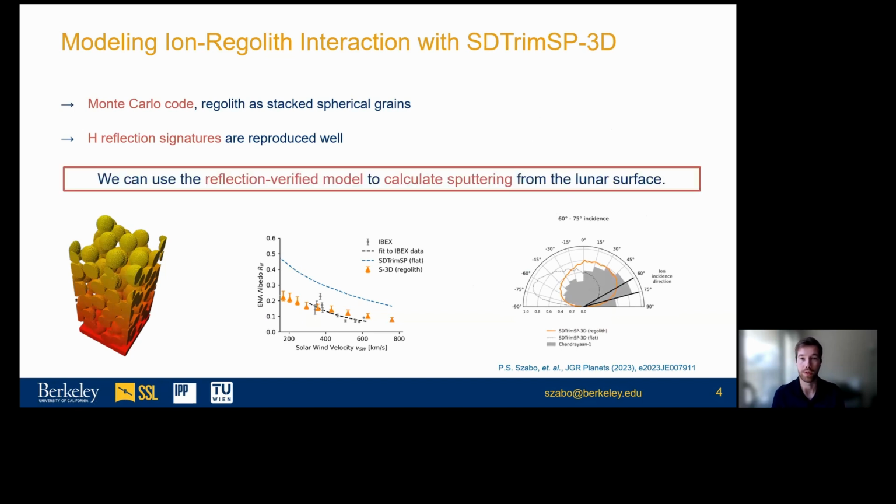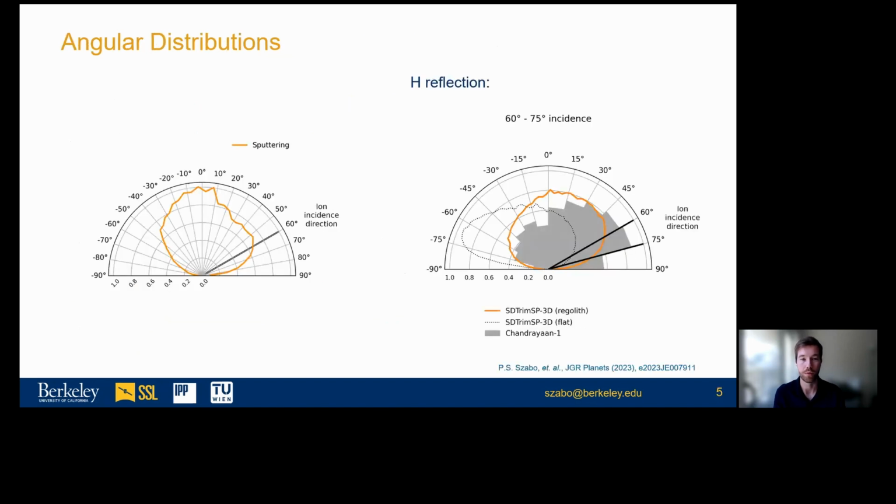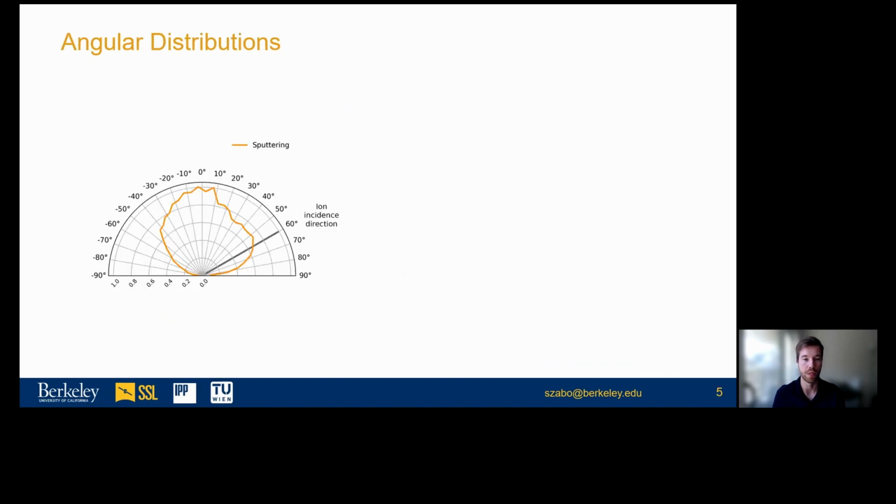Now we are using this reflection-verified model to also calculate sputtering, as I mentioned before, because the agreement with the backscattering gives us additional confidence in our modeling of sputter yields. Now going to the sputter results, we essentially see very similar behaviors in the angular emission. You can see in this example, when ions impact at 60 degrees from the surface normal, from the right, you get a broad emission of sputtered atoms, but you get a significant second peak back around the incident direction.